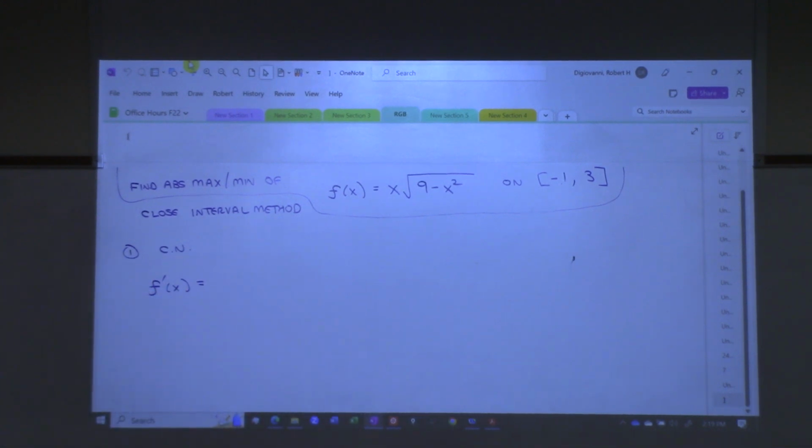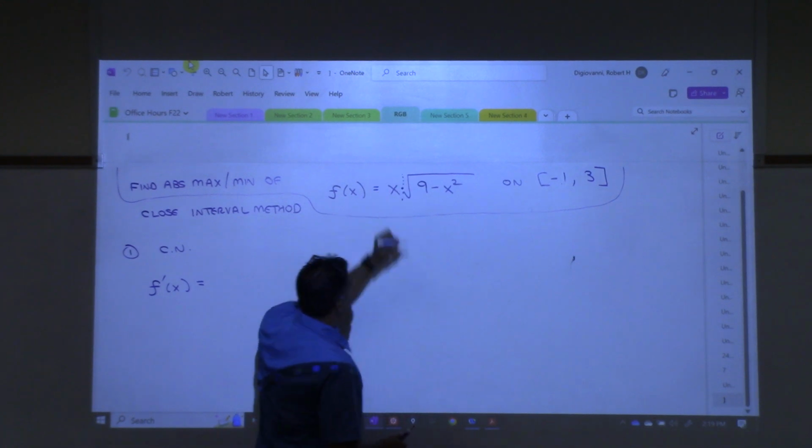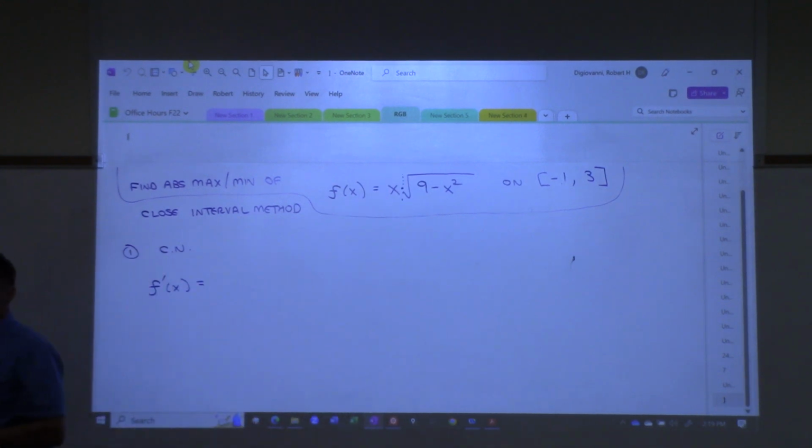What are we going to use? Chain rule? There's a chain in there. But there's something that supersedes all that. There's an f times g, a product right there. So you can do the derivative of the first times the second plus the derivative of the second times the first. When you do the derivative of the second one, it's the square root, and that's going to be chain rule.